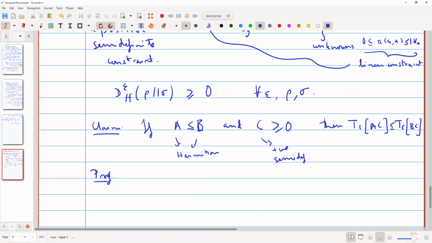So that is there. Now trace is again a quantum operation, so that will also respect the operator inequality. So we can say trace of square root C, A square root C is less than or equal to trace of square root C, B square root C, and then cyclicity of trace, and that's it.